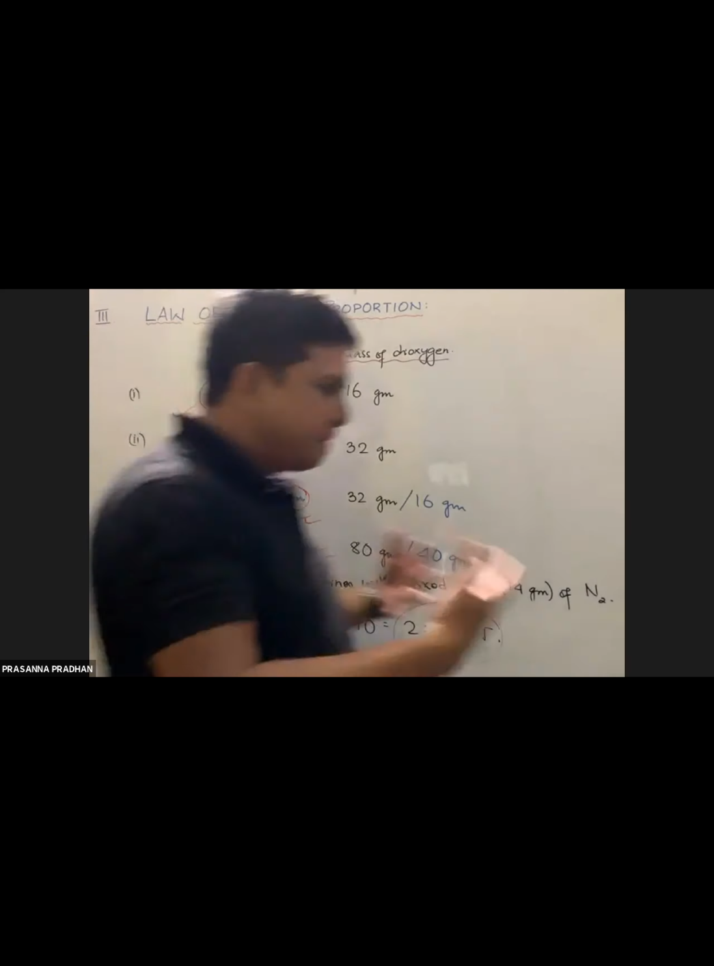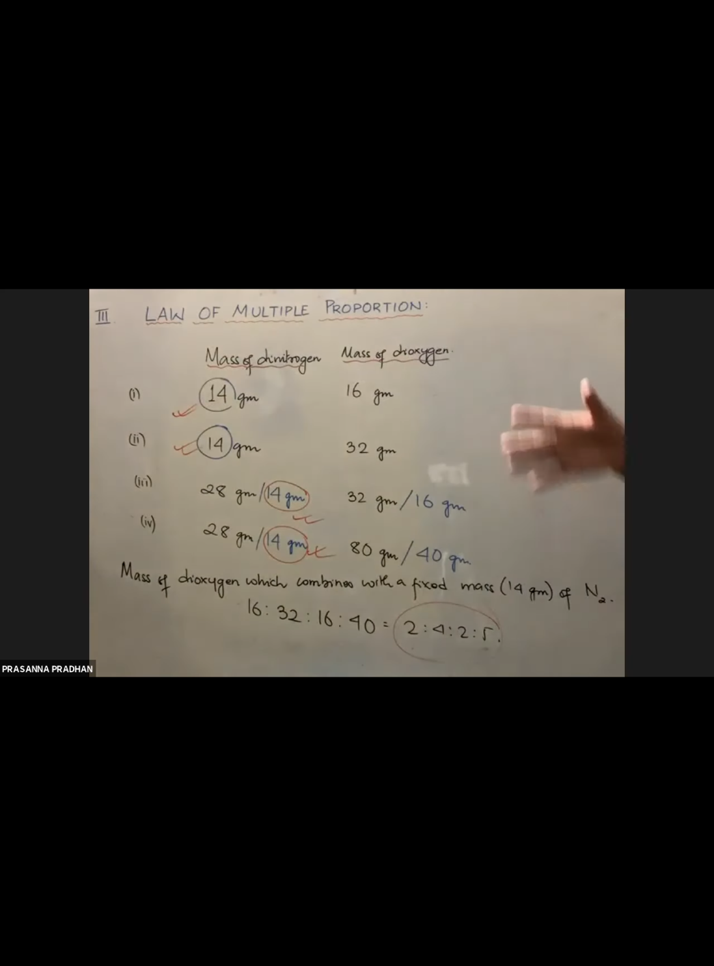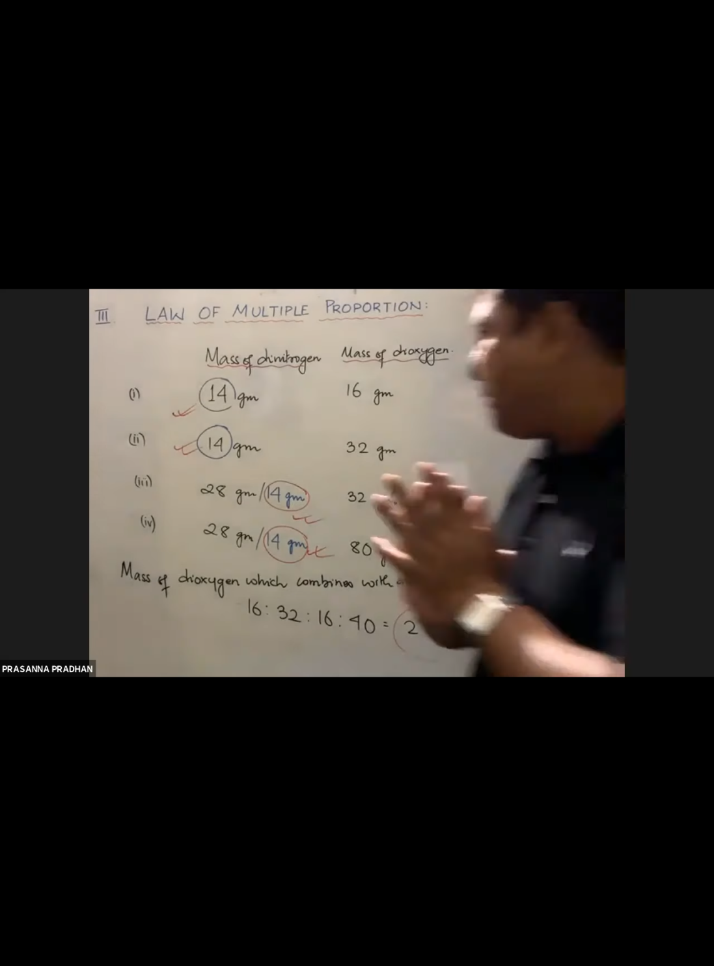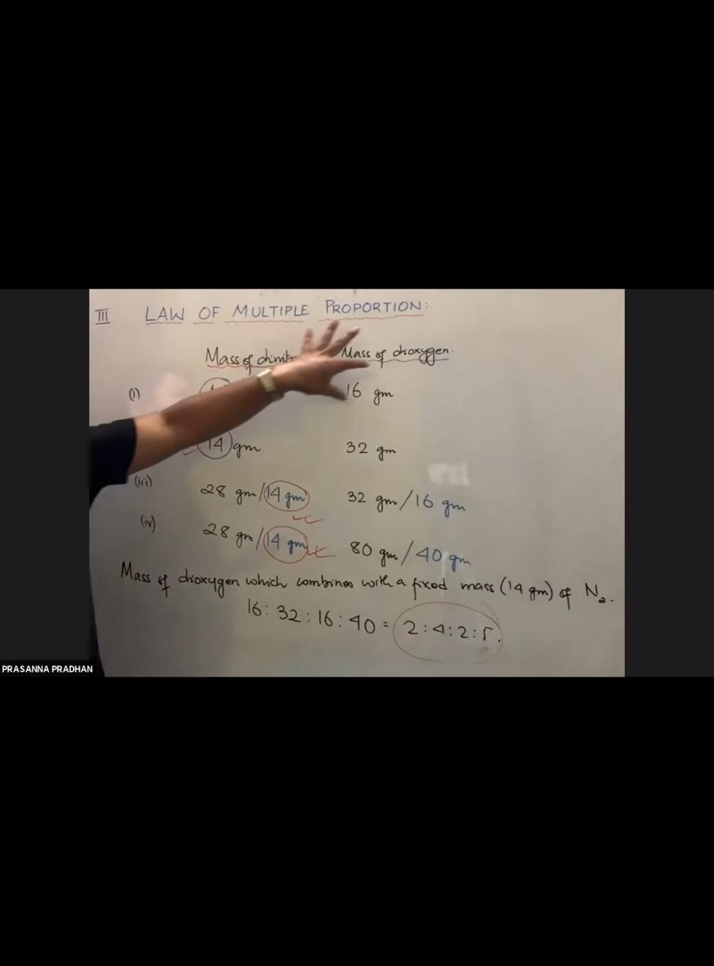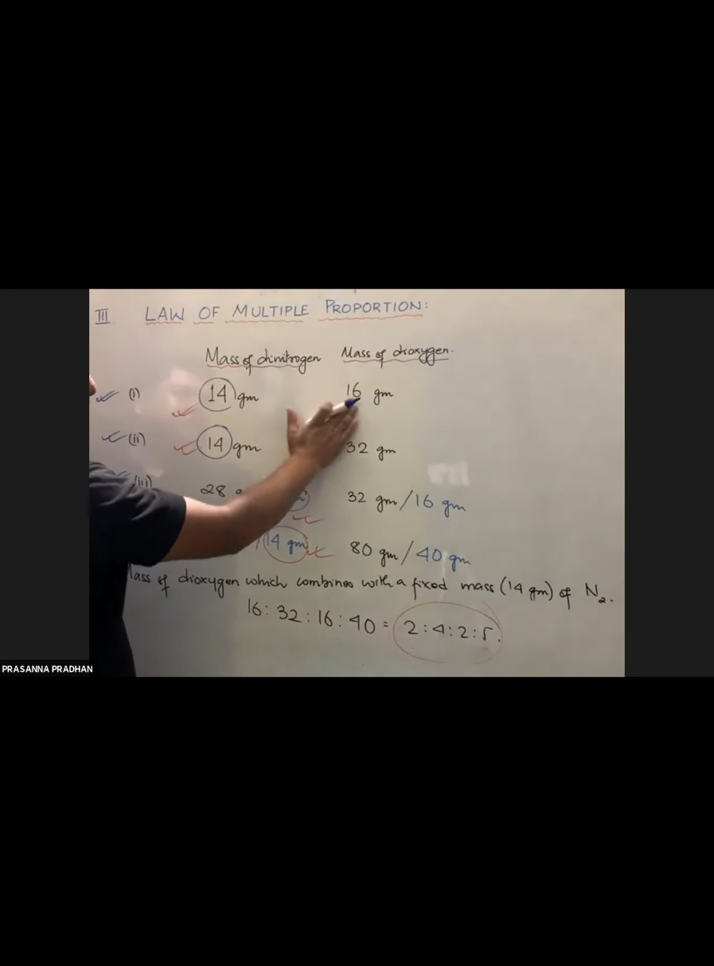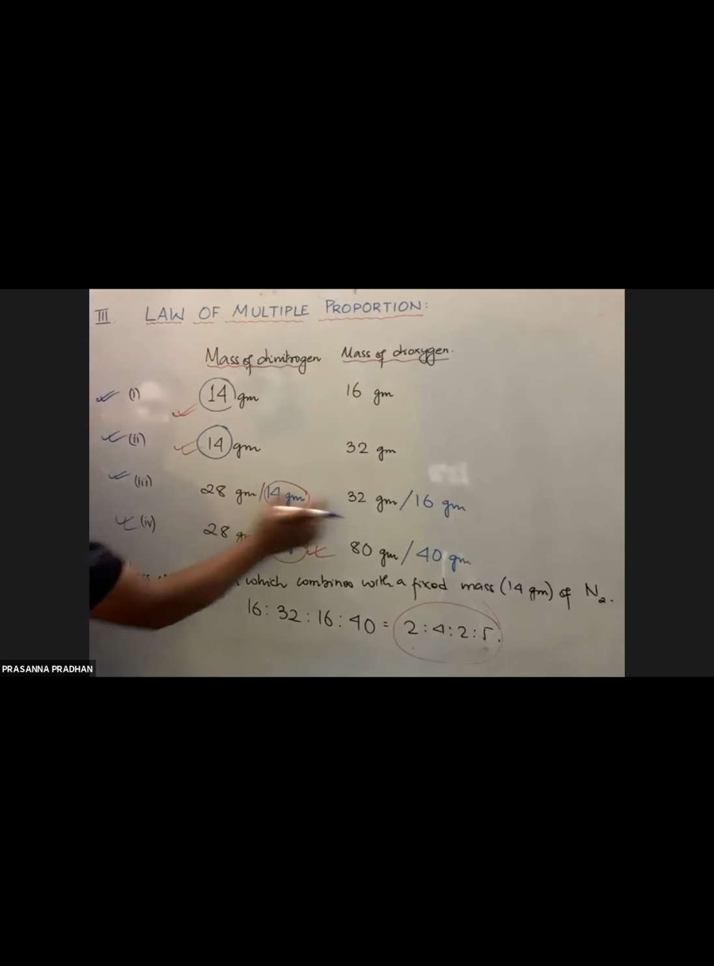So next class I'll be discussing this problem. Can you elaborately explain this question once more? Yes. So according to this NCERT question, nitrogen and oxygen have combined to give us how many compounds? They have combined to give us 4 compounds. So 1, 2, 3, 4. And the mass of these two elements are given: 14, 16, 14, 32, 28, 32, 28, 80.